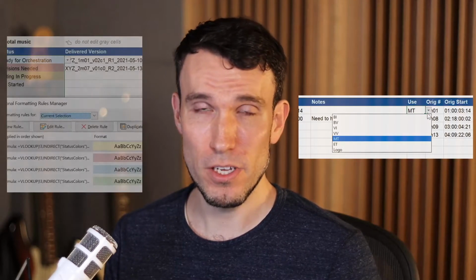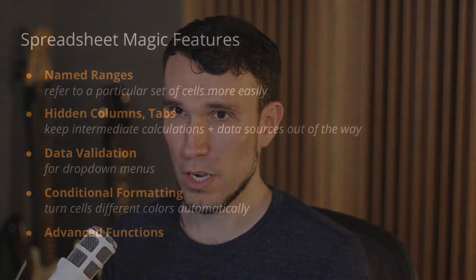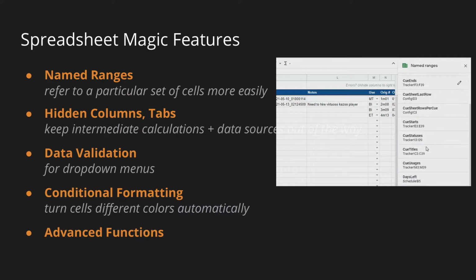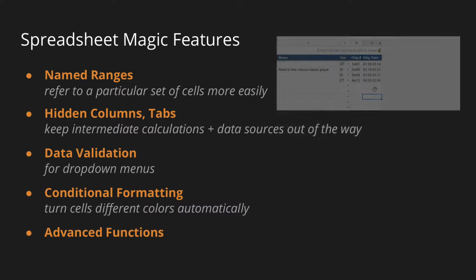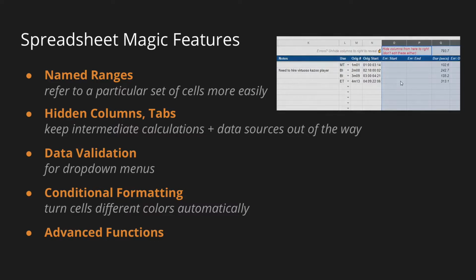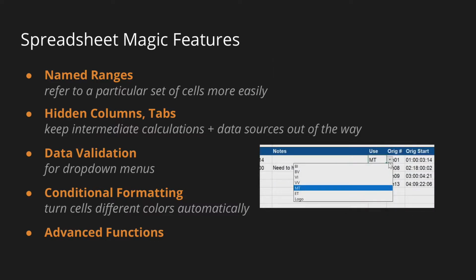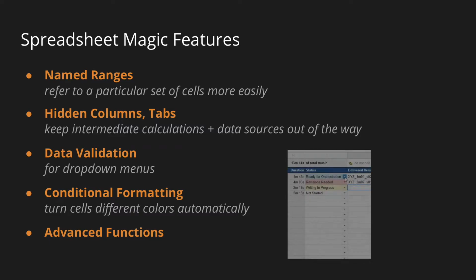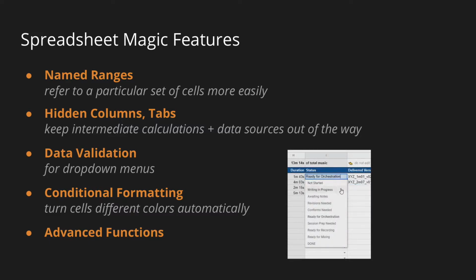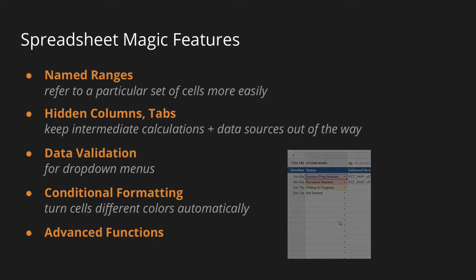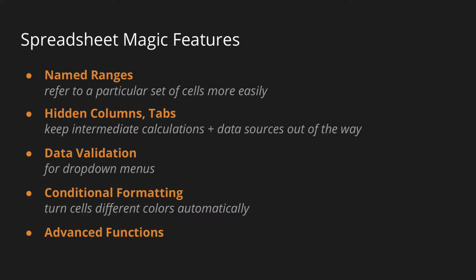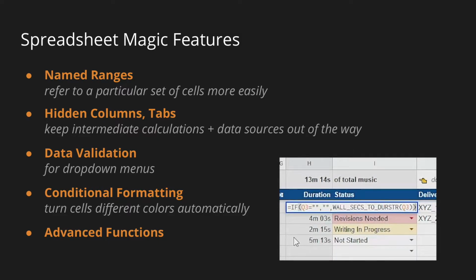But beyond those essentials, how do we go from a spreadsheet of rows and columns of numbers and text into something more like a little application with drop-down menus, automatic formatting, error checking, and so on? It's really just a handful of features, and those are named ranges, which help keep formulas much easier to understand, hidden columns and tabs to keep messy details out of view, data validation for those nice drop-down menu choices, conditional formatting, which we use for status colors and turning cells red for errors, and finally a handful of other more advanced functions, including the custom timecode functions and several already built-in ones.